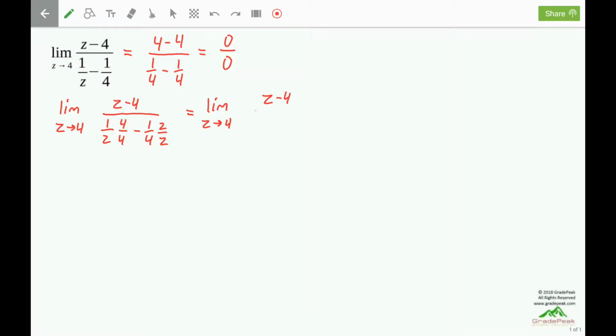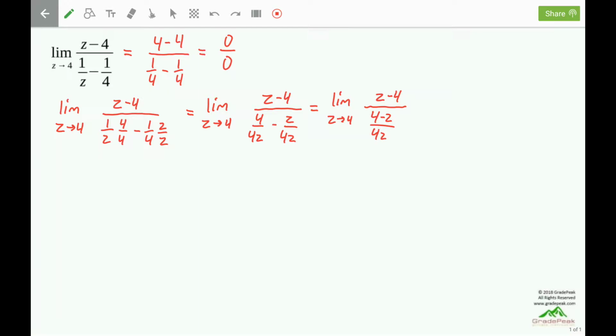The numerator is going to stay z minus 4 for now. In the denominator we would have 1 over z times 4 over 4. Multiply the numerators, that's a 4, multiply the denominators, that's a 4z, minus 1 over 4 times z over z. Multiply the numerators, that'll be a 1 times z, which will be a z, 4 times z, which is a 4z, and they are now over the common denominator, in which case they now can be combined. They're subtracting. That'll give me a 4 minus z over the common denominator of 4z.